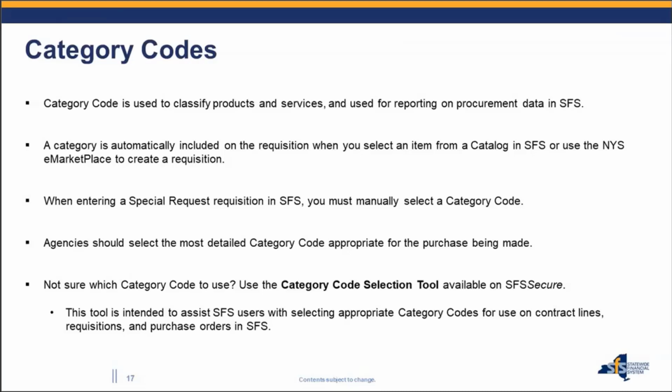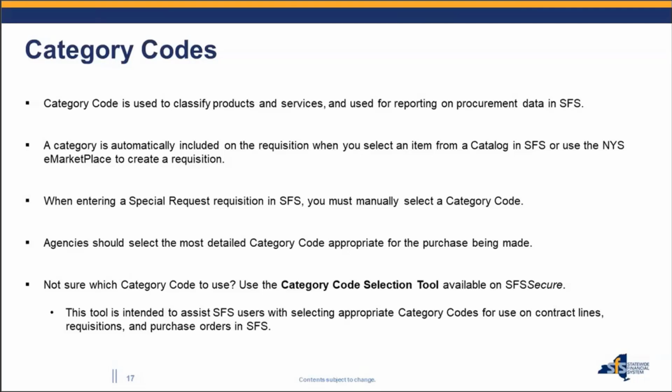right? It helps the state as a whole track what is being purchased throughout the entirety of the state and how much money is being spent in certain categories. So very important to get the appropriate category code that most closely is associated with what you're purchasing. And so that being said, category codes can be 10 digits, right? And not everybody is going to memorize a 10-digit category code for every type of purchase that you're making. And so that is completely understandable.